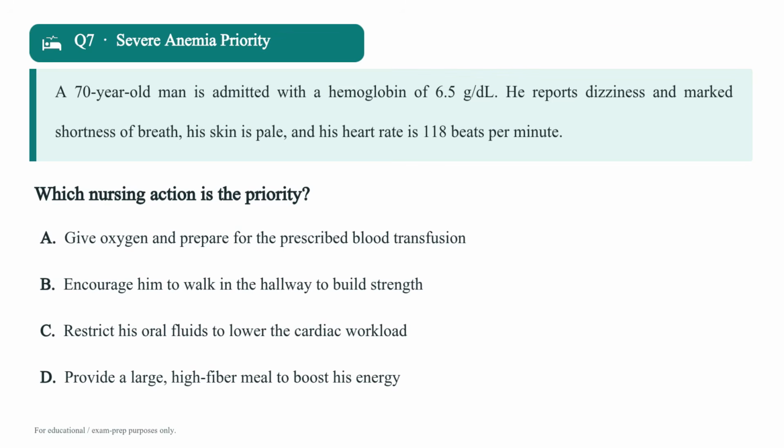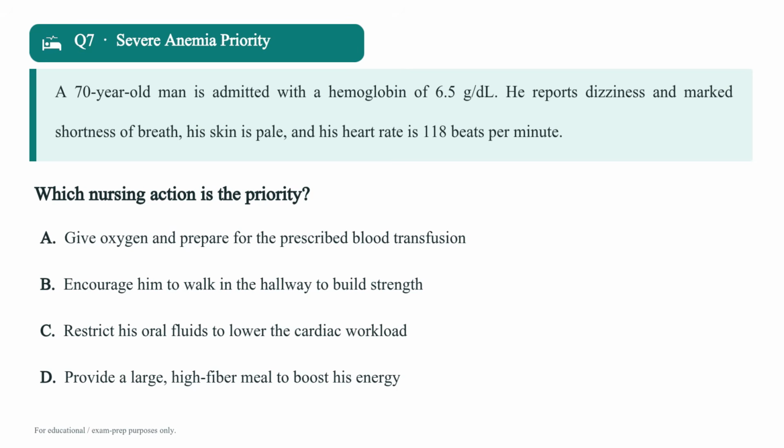Question 7. Severe anemia priority. A 70-year-old man is admitted with a hemoglobin of 6.5. He reports dizziness and marked shortness of breath. His skin is pale and his heart rate is 118. Which nursing action is the priority?